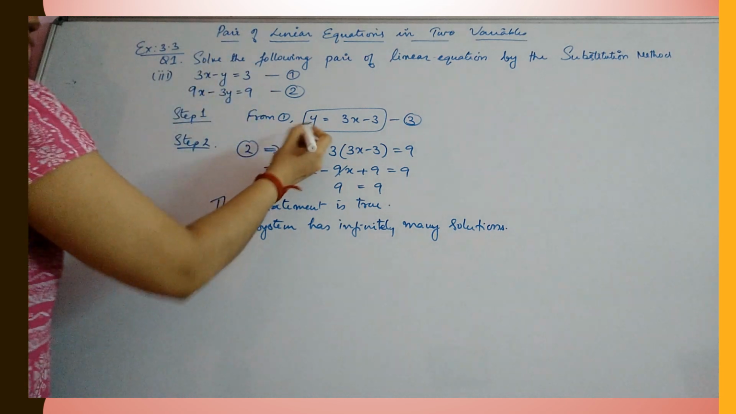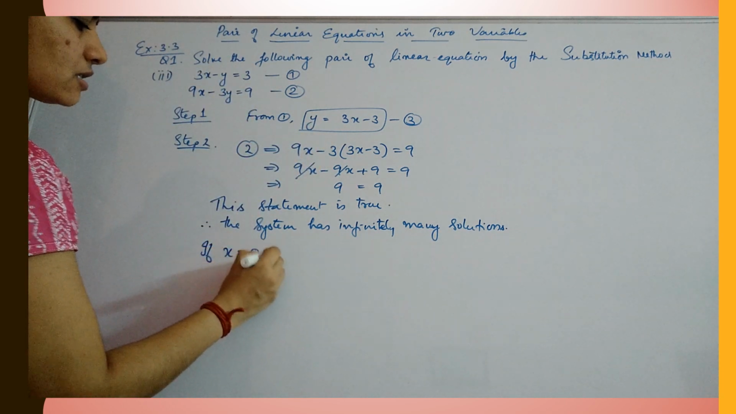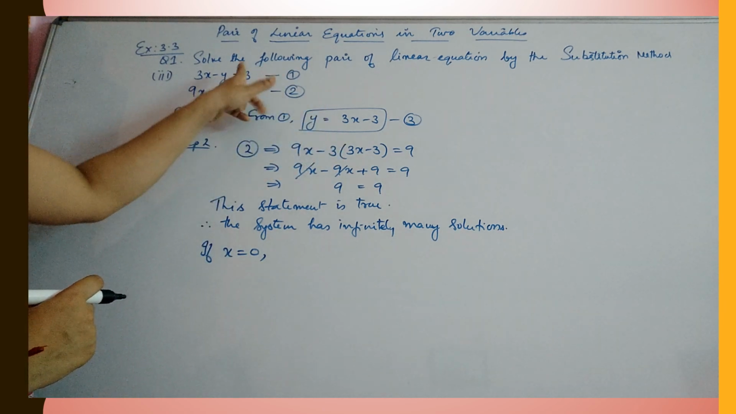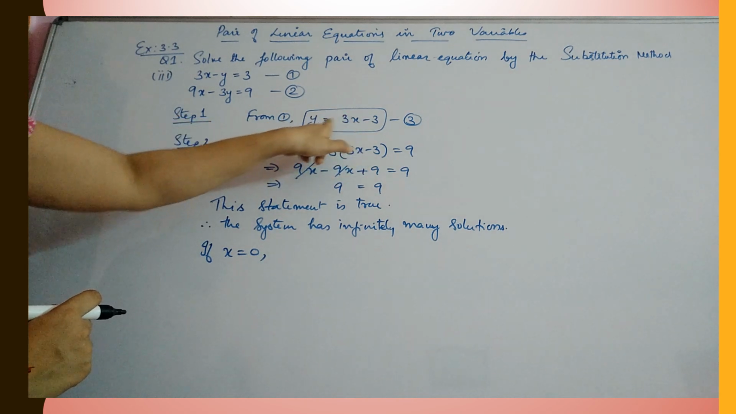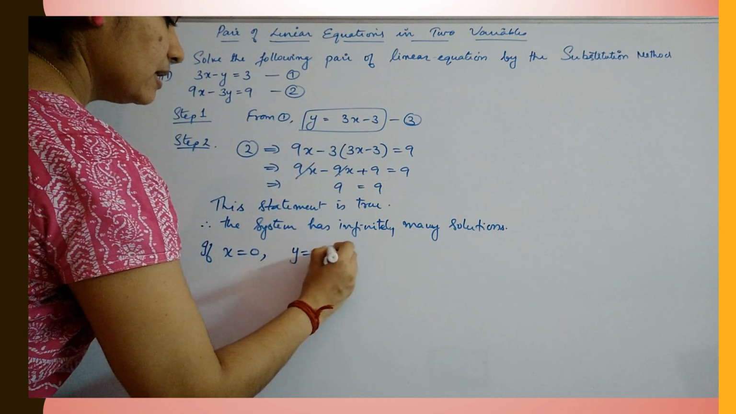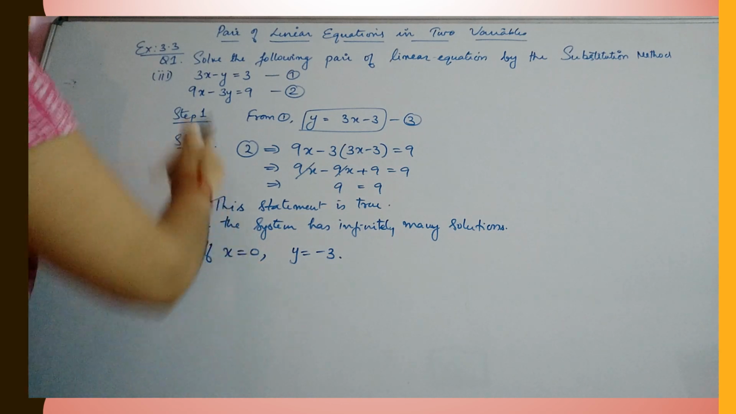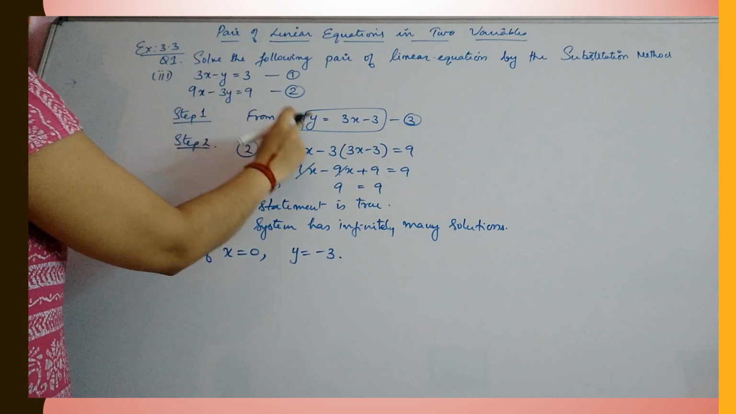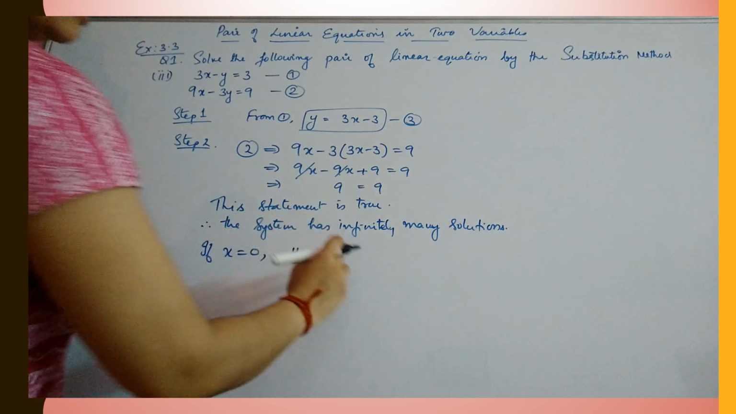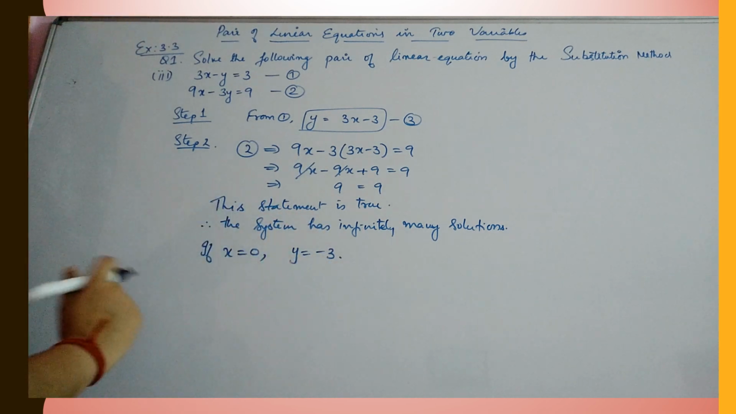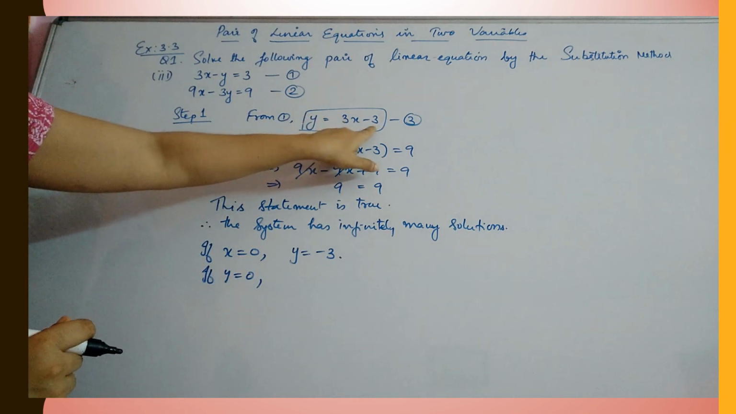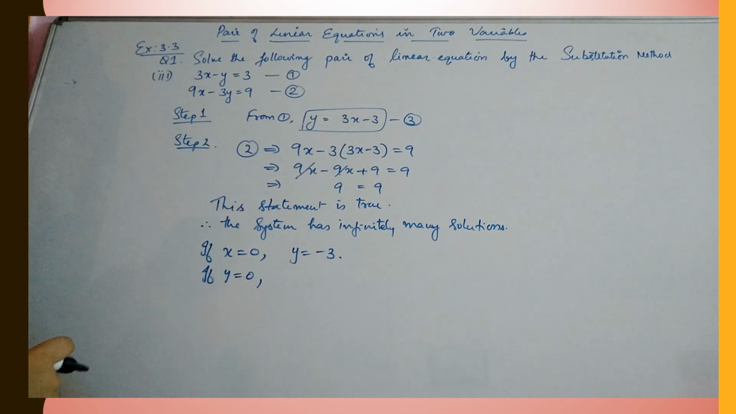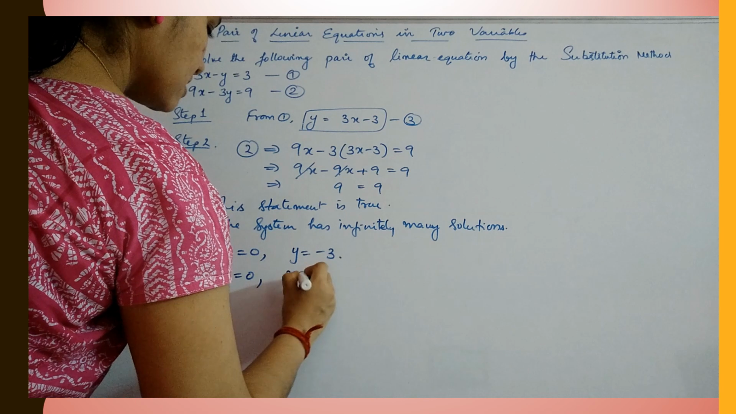Now suppose I am substituting x as 0 in this equation. In any of the equations you can substitute and find the other value. If I substitute x as 0, I will get y as minus 3. Either you can substitute in 1, 2 or 3. Equation 3 is easy for me. In 3 I have substituted and got one solution. Now if I take y as 0 in the same equation, then 3x minus 3 is 0. That means 3x is equal to 3, or x is equal to 1.